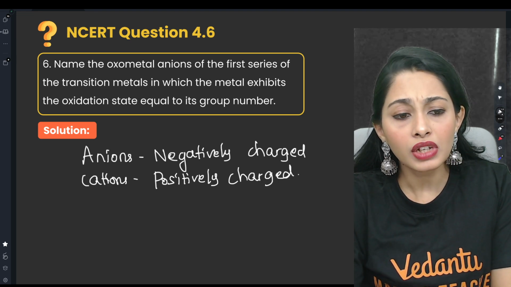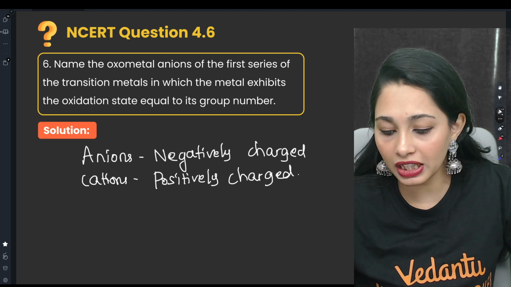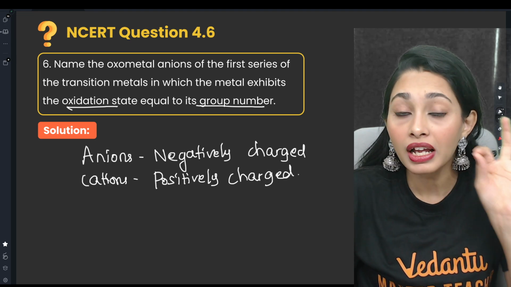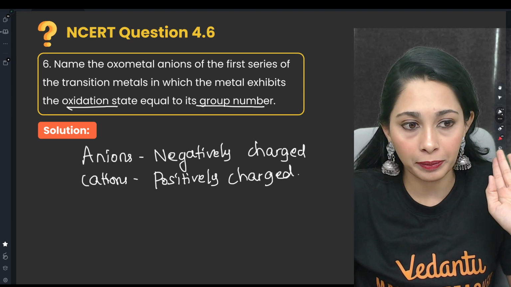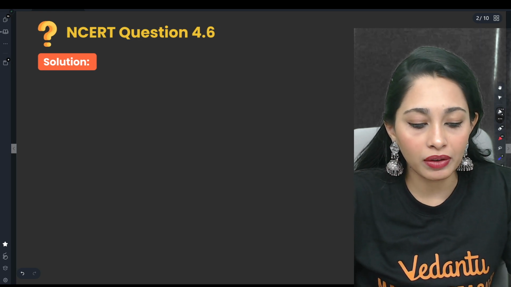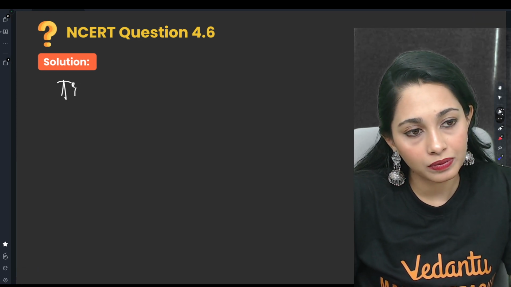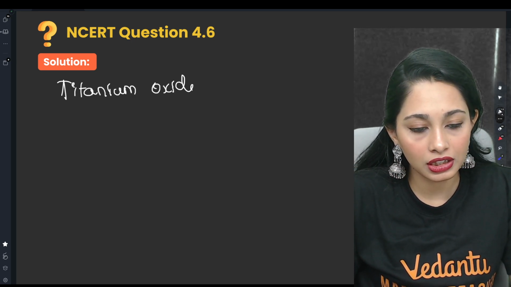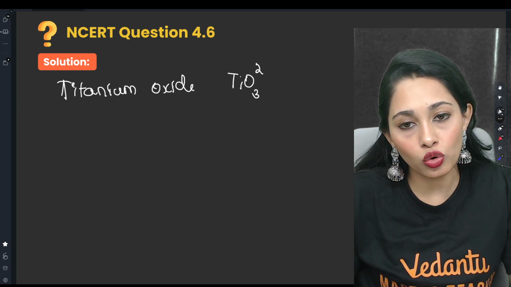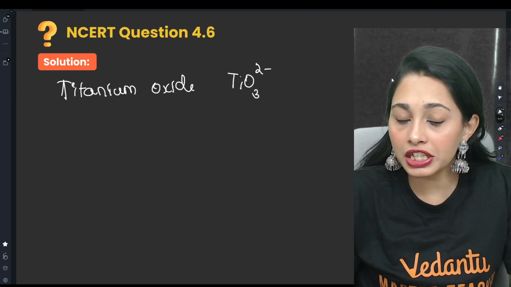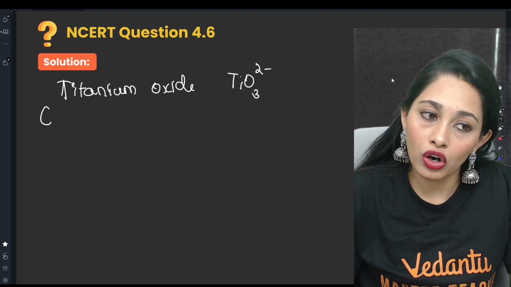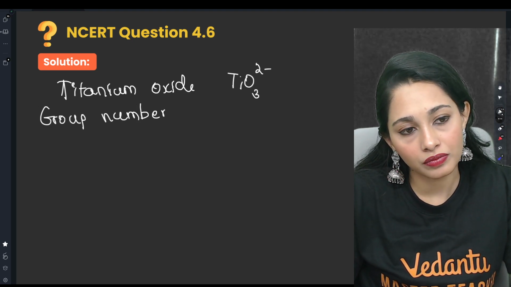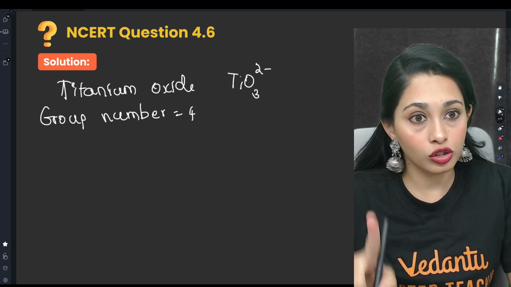So in order to name the oxometal anions, we need to consider the oxidation state as well as the group number. They should be equal. Okay, so let's see one by one. First one is titanium. Titanium oxide. What is the formula here? TiO3 2-. If we calculate the oxidation state of titanium here, so we already know the group number. Group number is 4. So oxidation state should also be 4.